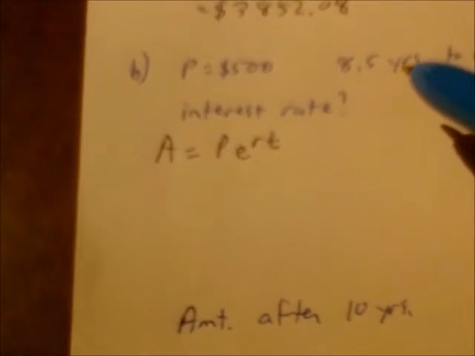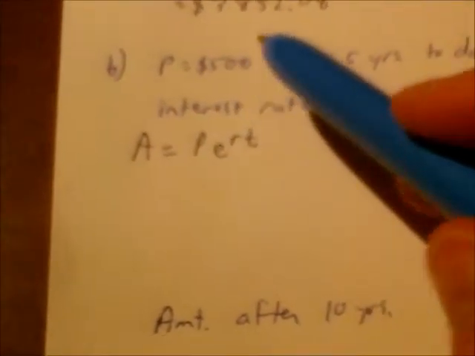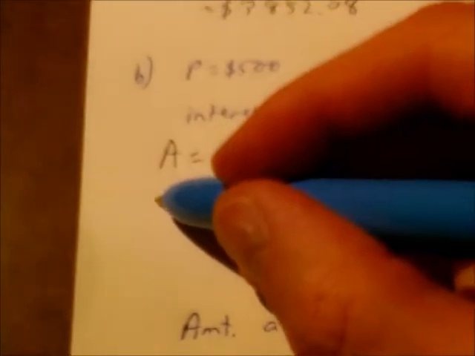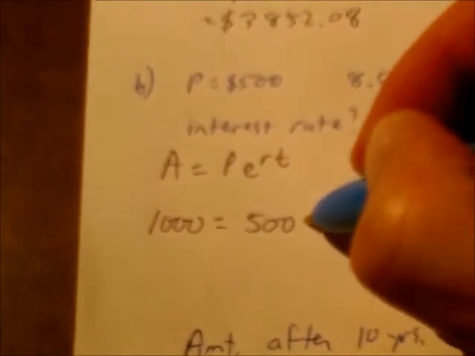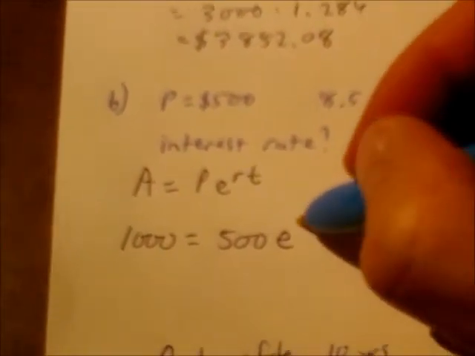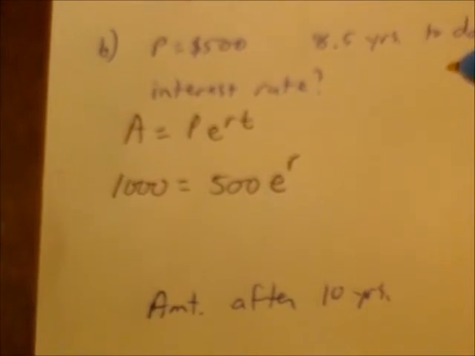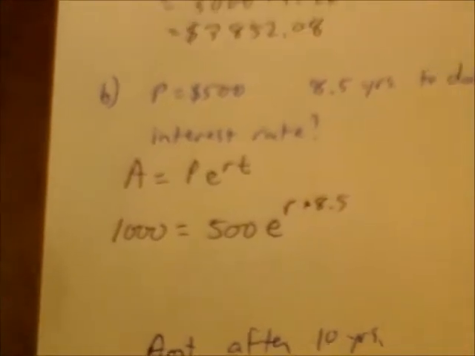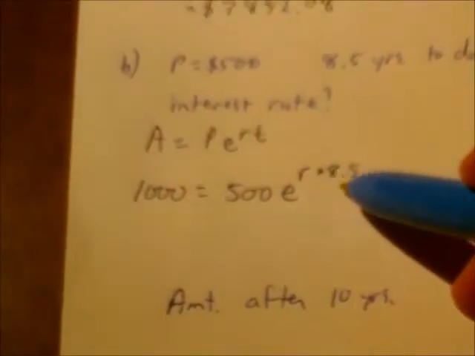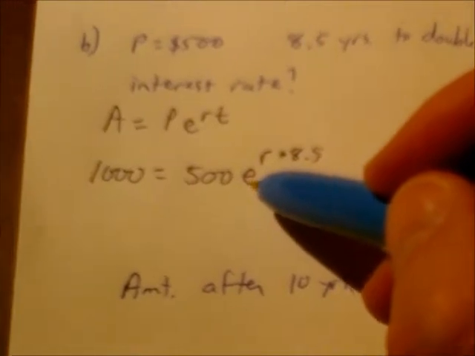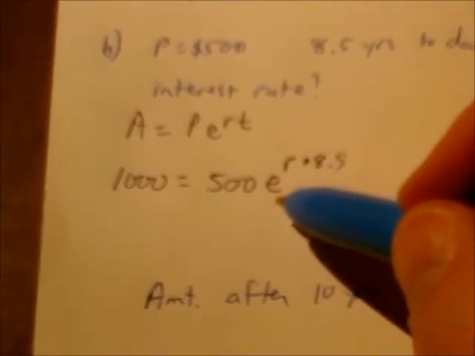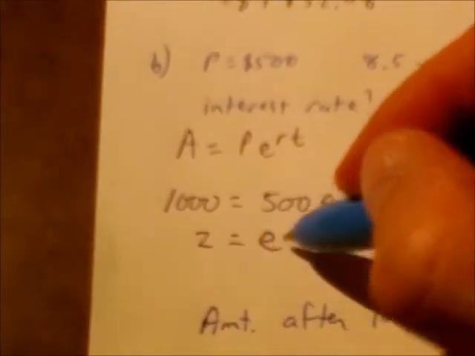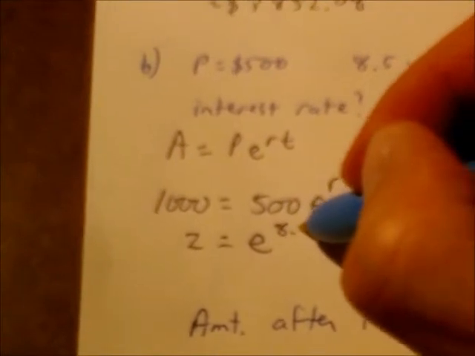We're going to double our money. So the principal is $500, and if we're going to double that, that means $1,000. So we have $1,000 equals 500 e to the interest rate we don't know, so we'll put that as r, and the time is 8.5 years, so times 8.5. As always, if we're going to solve for anything up here in the exponent, we need to isolate the exponential term. So we divide both sides by 500, and we get 2 equals e to the 8.5 r.